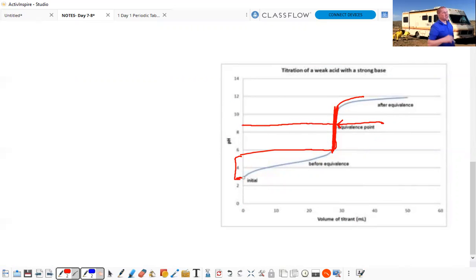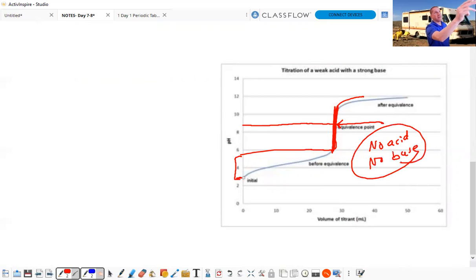Notice the pH of this is greater than 7. It's not at 7. Why? Well, what do I have at the equivalence point? I have no more acid, because that's limiting. I have no more base, because that's limiting. In other words, we have the stoichiometric equivalence point. So we only have the salt that is produced in water.